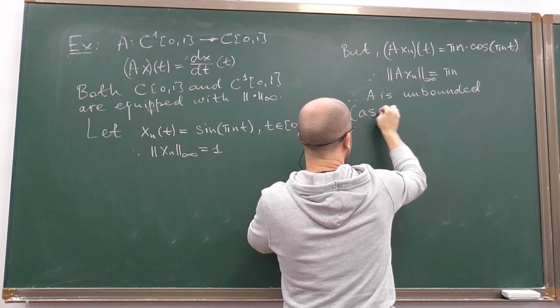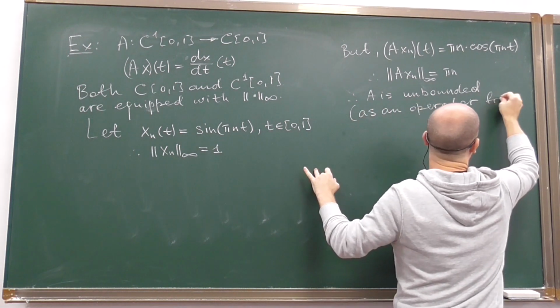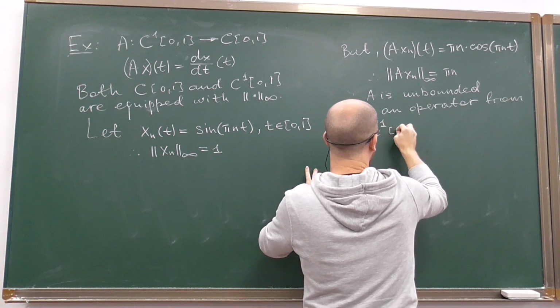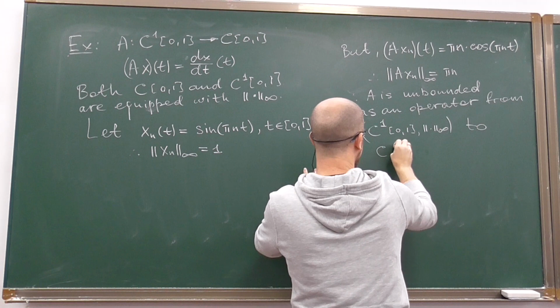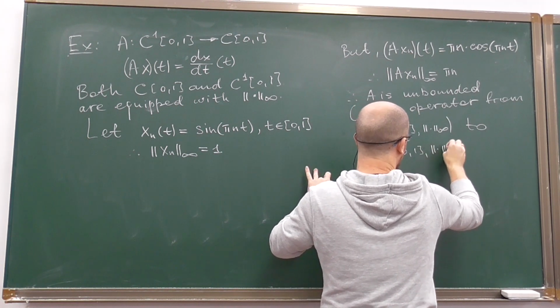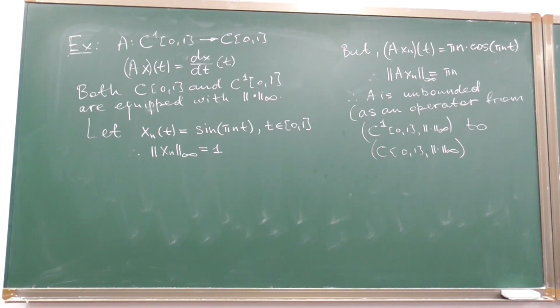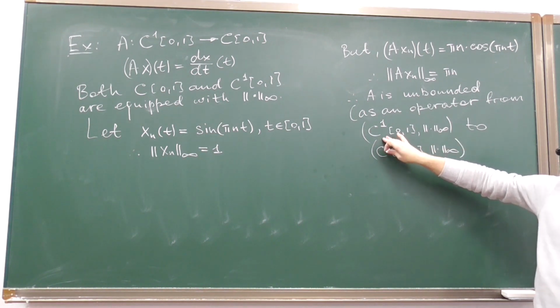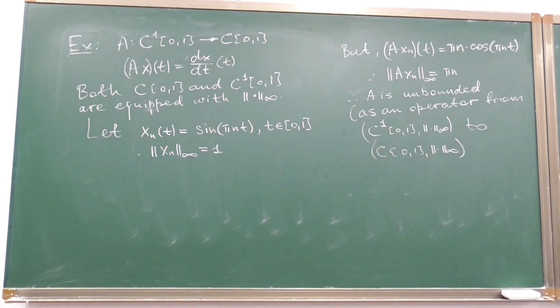Let me say that as an operator from C1 with the uniform norm to C with the uniform norm. But the uniform norm for C1 is not a very good one. So in particular, this space C1 with the uniform norm is not complete. There is a nice norm on C1 in which in particular C1 is complete. So let us take C1 with the other norm.